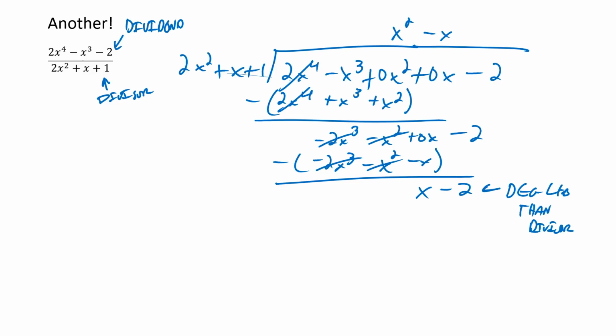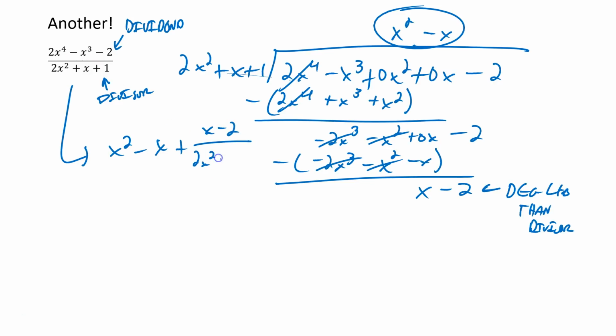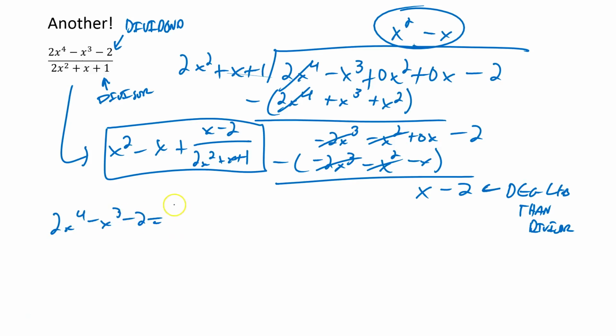So our answer here is equal to our quotient, x squared minus x. And then the remainder is x minus 2, and that's still trying to divide into 2x squared plus x plus 1. That's our fraction form. Factored form: 2x to the 4th minus x cubed minus 2 is 2x squared plus x plus 1 times x squared minus x, plus our remainder, which is x minus 2.